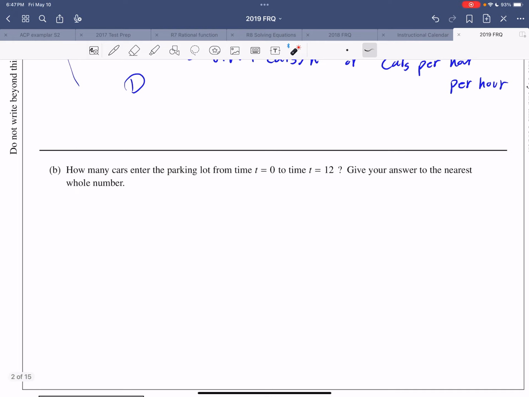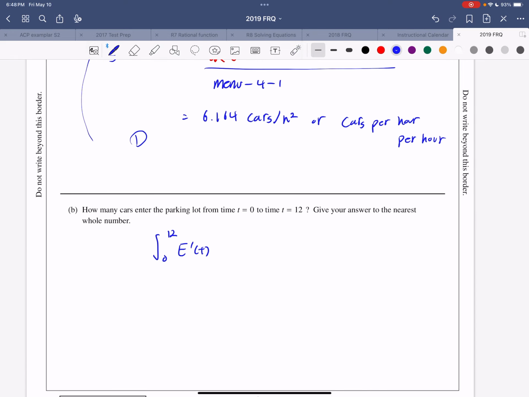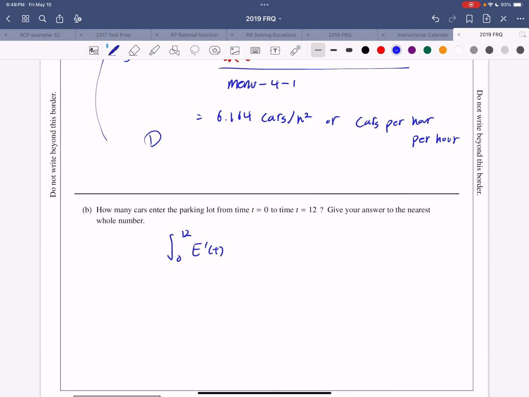B, how many cars enter the parking lot from 0 to 12? So how many cars have entered? That's the antiderivative, so from 0 to 12, you must write this one down. I think question number 1 is going to be only 1 point, and this is going to be 2 or 3 points. dt. Obviously, you might want to write this one down like this as well.